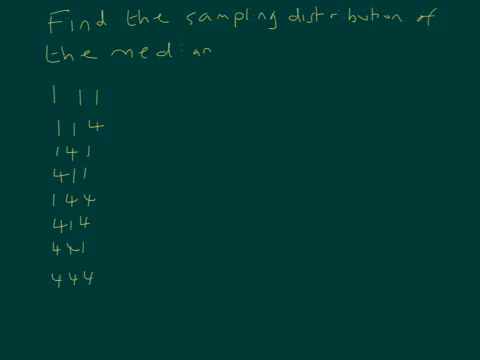Now let's do another example, and this time let's find the sampling distribution of the median. So the median of 1, 1 and 1 is 1, the median of 1, 1 and 4 is 1, 1, 4, 1 is 1, 4, 1, 1 is 1. So all of those have median 1. The median of these is 4. Remember, for the median, you have to write the numbers in order and find the middle number.